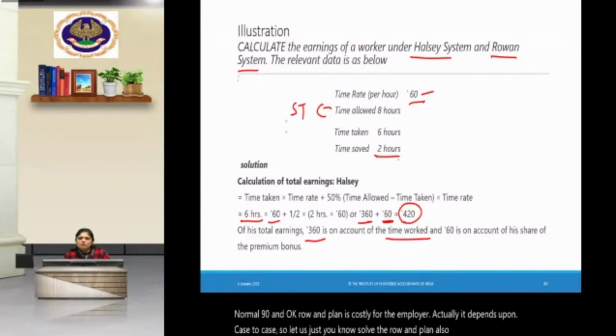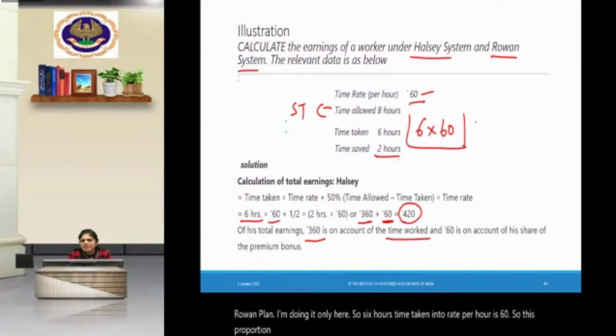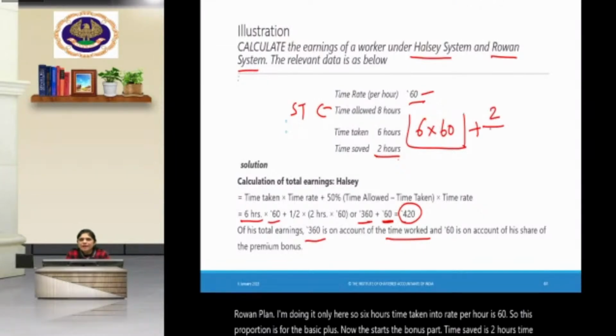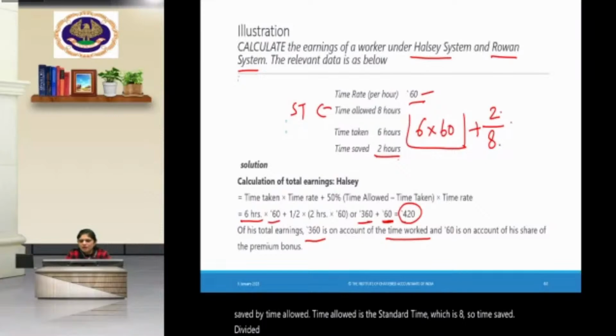Those who have not done or those who could not do. So the Rowan plan says, what is the time taken again. I'm doing it only here. So 6 hours time taken into rate per hour, which is 60. So this proportion is for the basic. Plus now starts the bonus part. Time saved is 2 hours. Time saved divided by time allowed, and time allowed is the standard time, which is 8, into the same proportion, 6 into 60, the rate per hour into time taken. All right. So it will be, of course, 360.